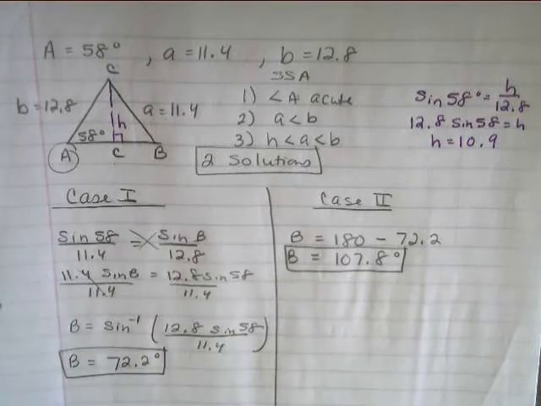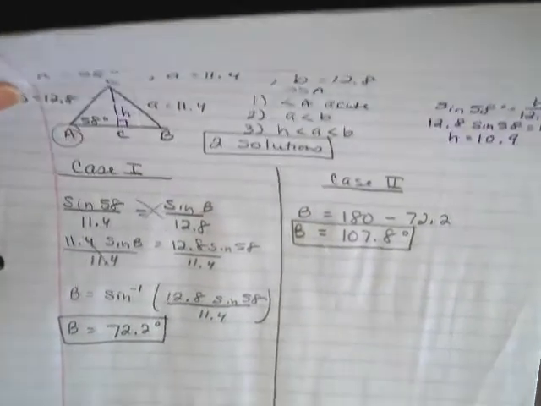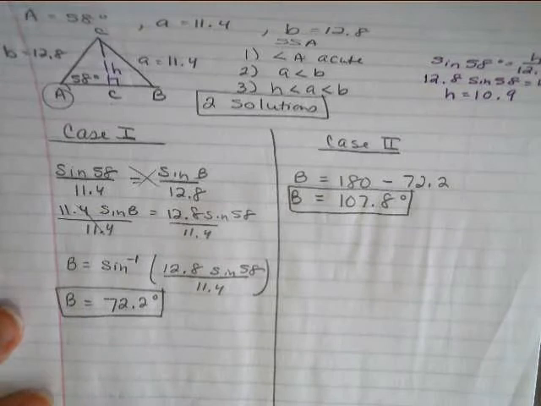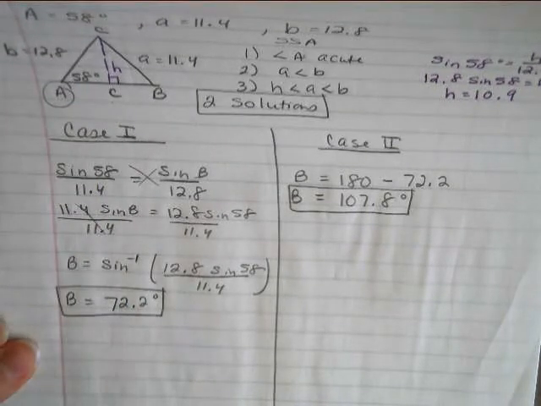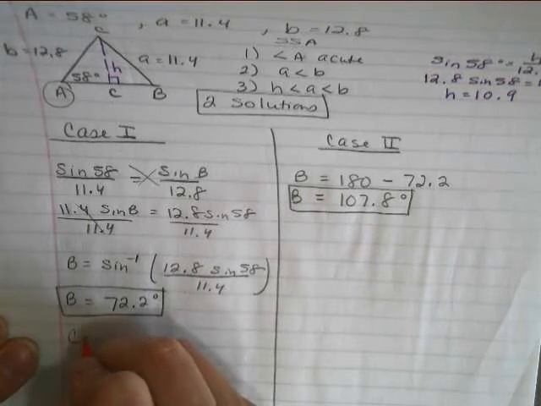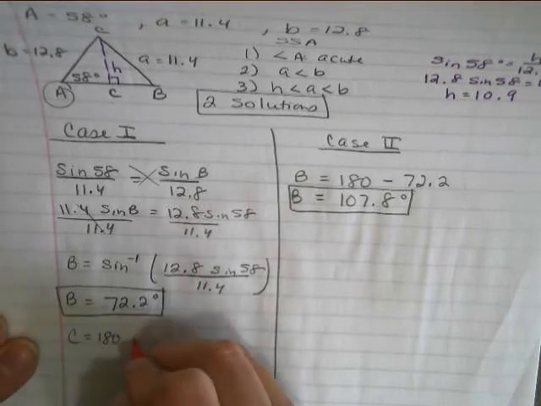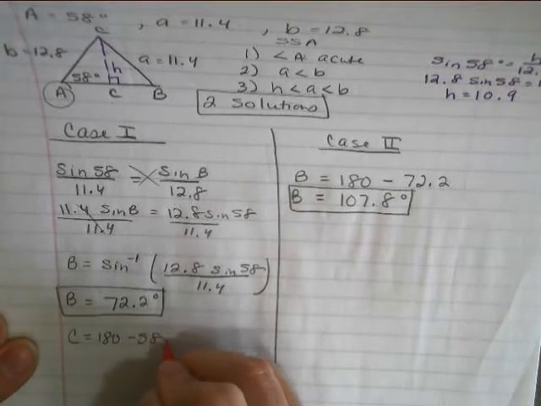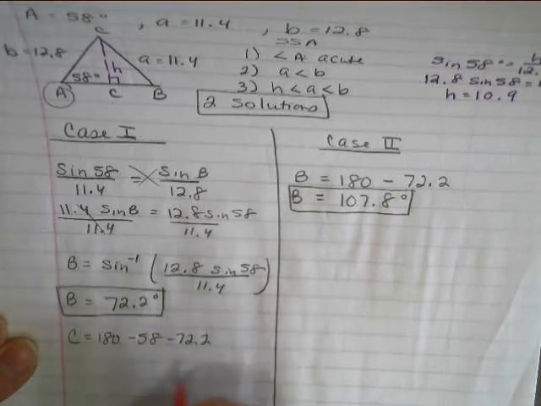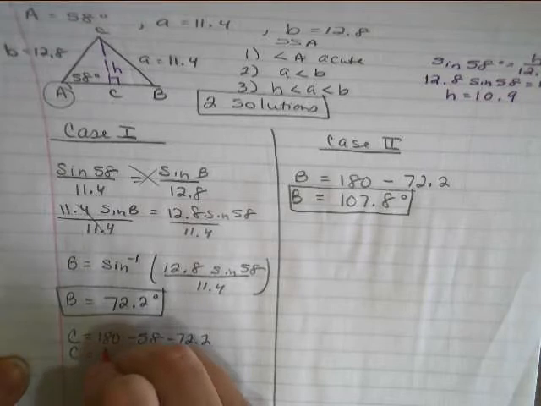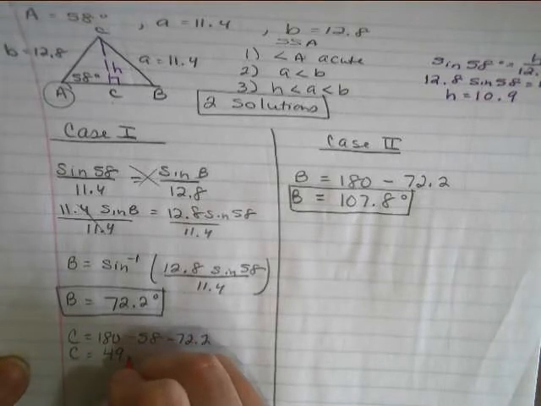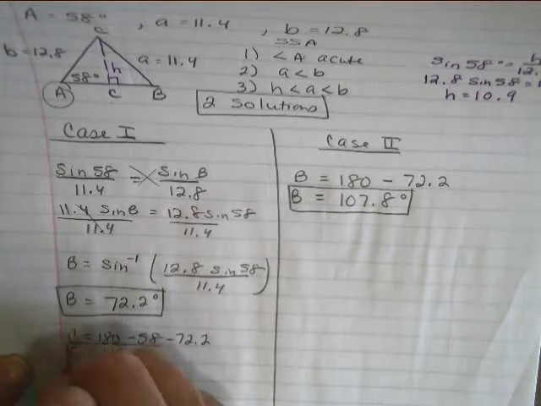So let's come back to case 1 and let's finish this out. The next thing I have to do is, if angle A is 58 and angle B is 72.2, what is angle C going to be? It's going to be 180 degrees minus 58 minus 72.2. So if that's the case, angle C comes out to be 49.8 degrees.